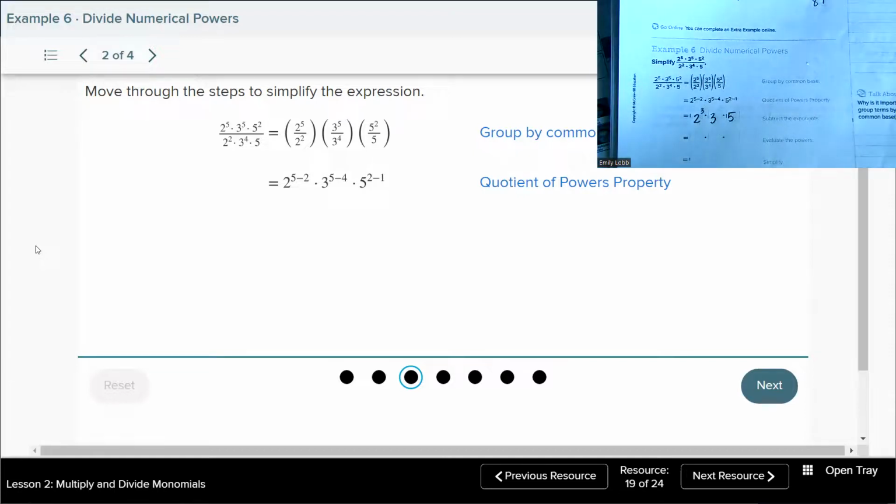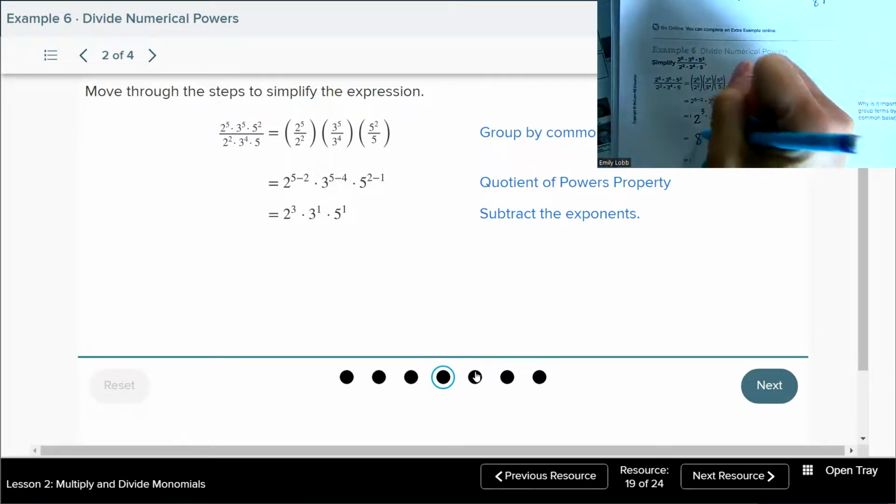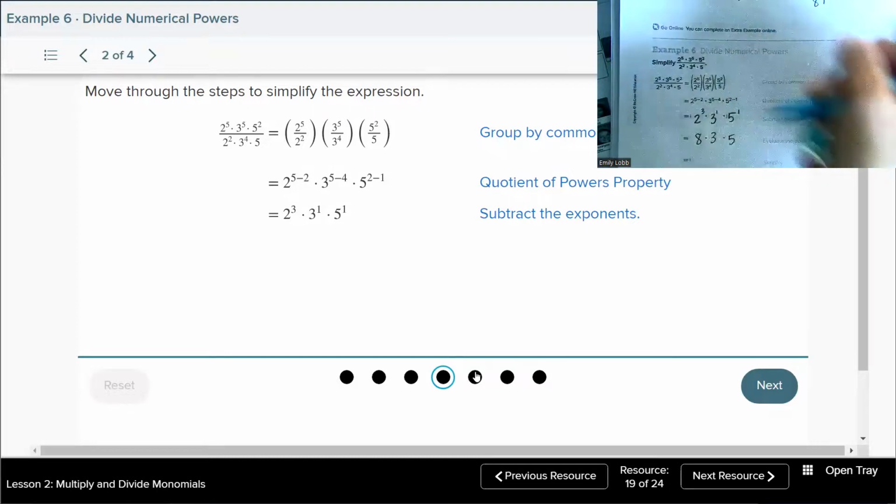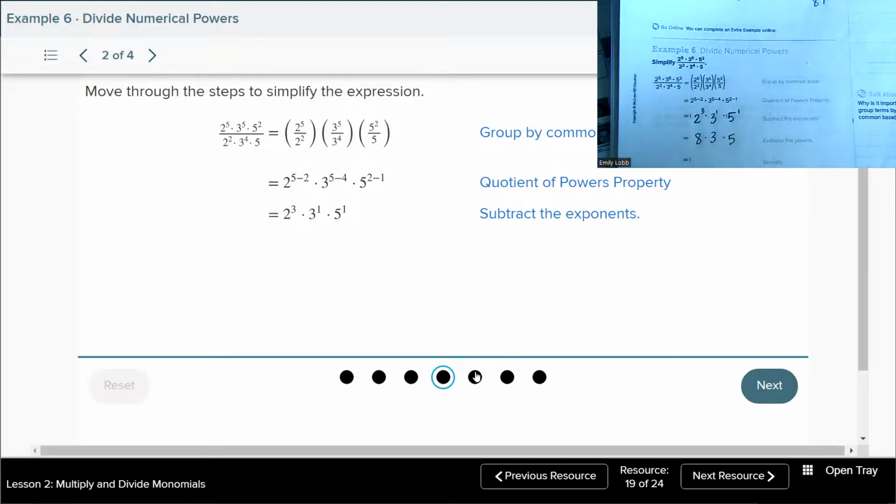Now, does this problem look a whole lot simpler than the first one? For sure, we're definitely getting much more simplified. So there it is, they wrote out the ones, that's totally okay. Then we actually have to do it. So what's 2 cubed? 8. 8 times 3 times 5. If you want, you can write that one there to show that extra step.